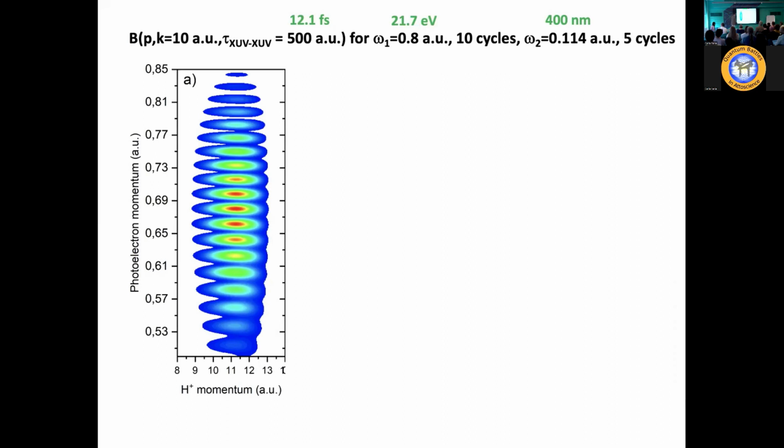In the H plus momentum distributions, we don't see anything spectacular. And that is simply a consequence of the fact that this dissociation process that we use to detect is a very simple process, which doesn't imprint any structure on the wave packet.